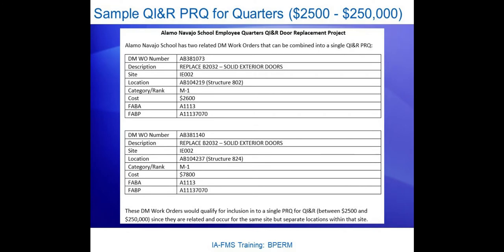Here's an example of two DM work orders that would qualify for inclusion as a QINR. They deal specifically with quarters. They're for the same site, same location, and they're related. It's the replacement of two different doors combined under $250,000 but over $2,500. And it would just make sense to combine those into a single project.